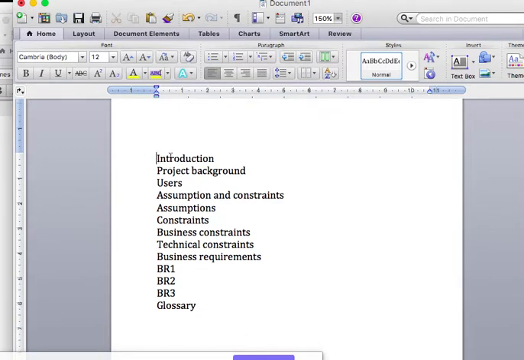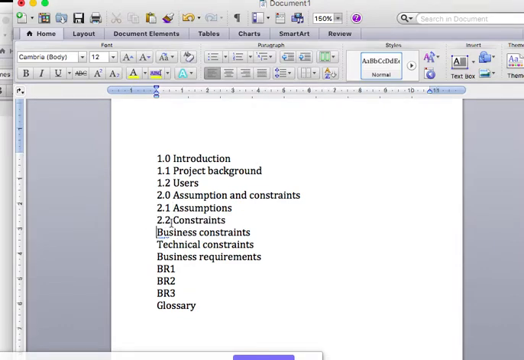Then in that case you can highlight these. First you can number them, this is 1.0. If you remember, we have numbered, this is part of 1.0, 1.1. So this is your heading H1, this is H2 because this is the subheading users. Then assumption and constraint can become 2.0, that is additional, okay, and this is 2.1, this is 2.2. Business constraint can be 2.2.1 because this is part of the constraint, right?